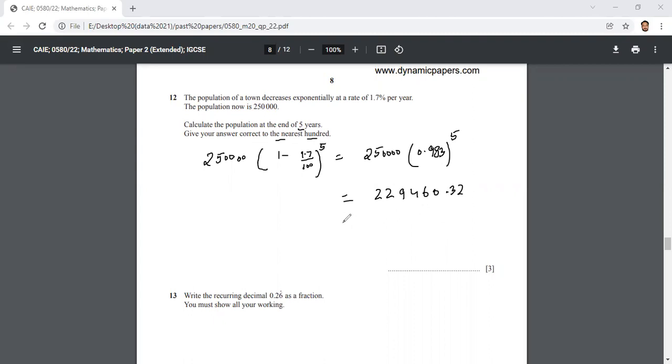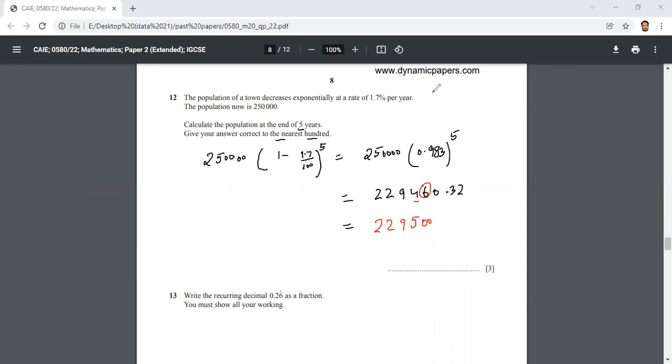So no need to write in decimals, nearest 100. So we are checking what here. Units, 10, 100. This is 100, so round off 6. So we will have what? 229,500. That is the last answer. We check, it is 229,500. So that is the population after 5 years. It is decreased like this way.